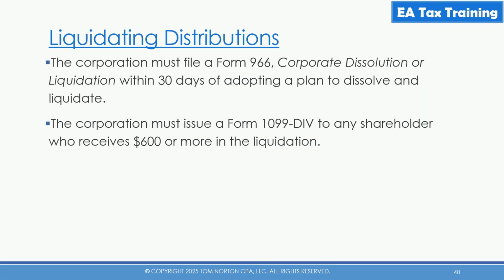If a corporation does a liquidating distribution, they have to do two things. First of all, they have to file a Form 966, corporation dissolution or liquidation, within 30 days of adopting a plan to dissolve and liquidate. So they file that with the IRS. Secondly, they must issue a Form 1099-DIV to any shareholder who receives $600 or more in the liquidation. What the combination of these two things does is lets the IRS know what's going on and lets them know which shareholders received how much in the liquidation.